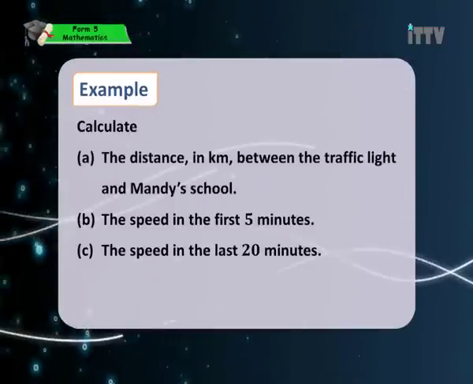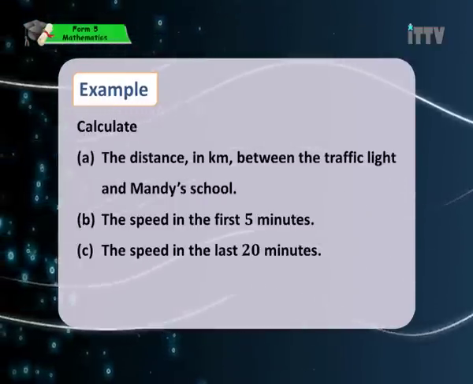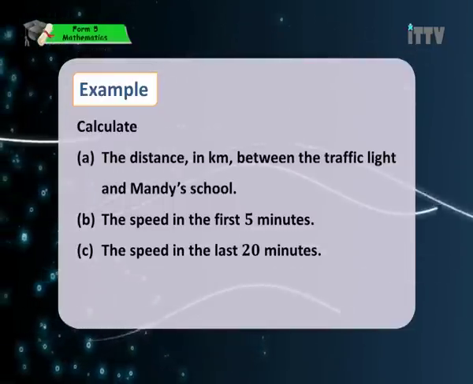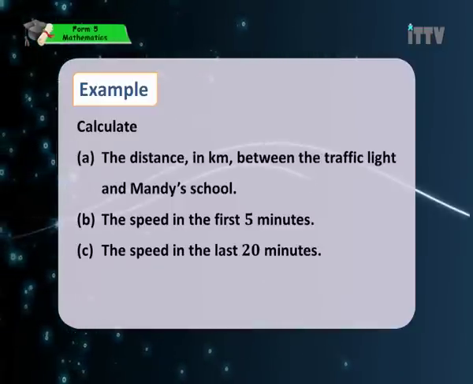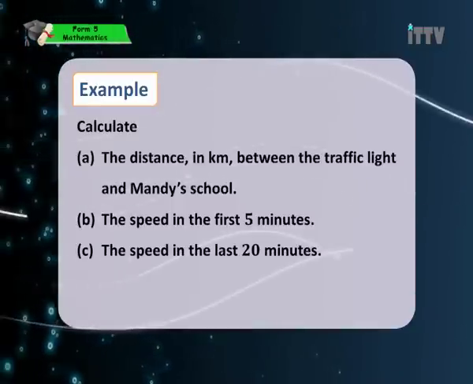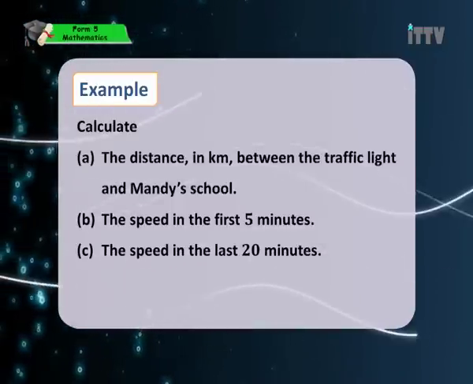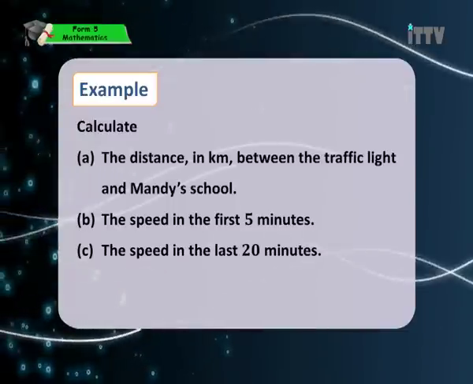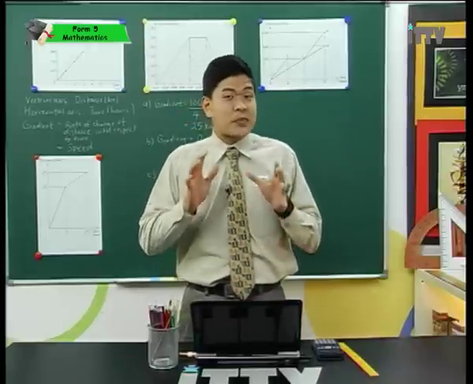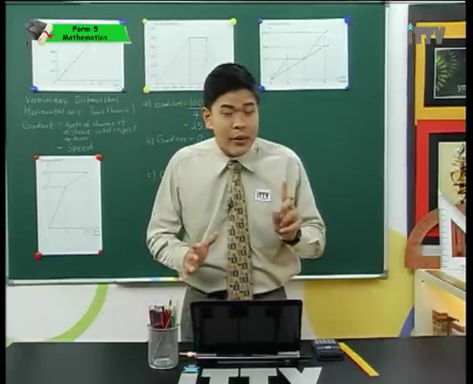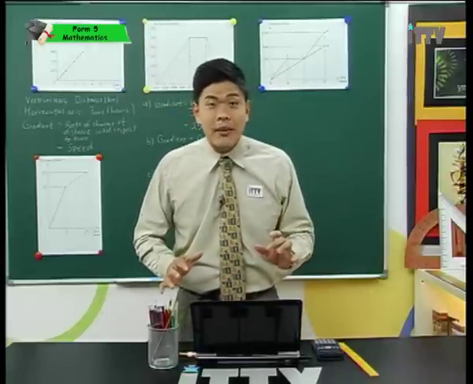So we'll look at that later on. Calculate A, the distance in kilometers between the traffic light and Mandy's school. B, the speed in the first 5 minutes. C, the speed in the last 20 minutes. Now let me just do this together with you and let me just explain to you again, because this is the first type of graph in this chapter, the distance time graph.